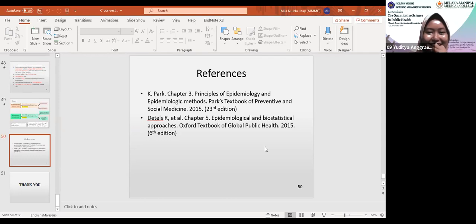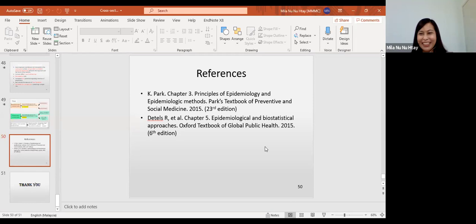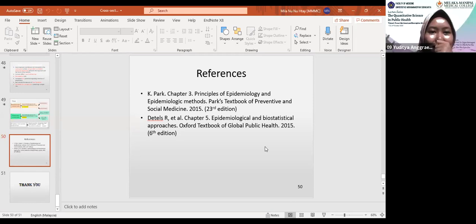Yes. Okay. The first question is, what Professor Mila explained before, that there are some disadvantages for cross-sectional studies. And my first question is, why is the cross-sectional study not suitable for disease of short duration?